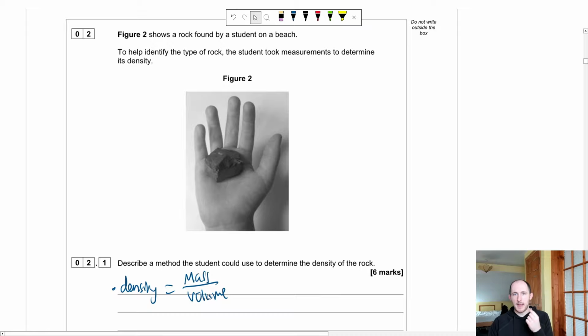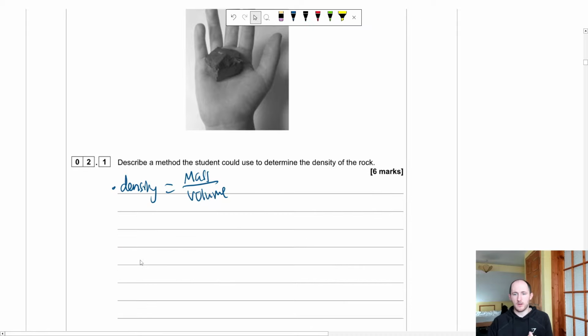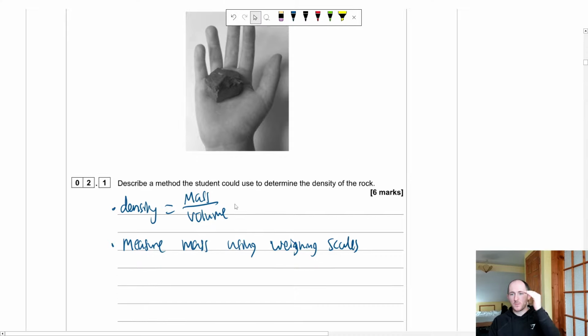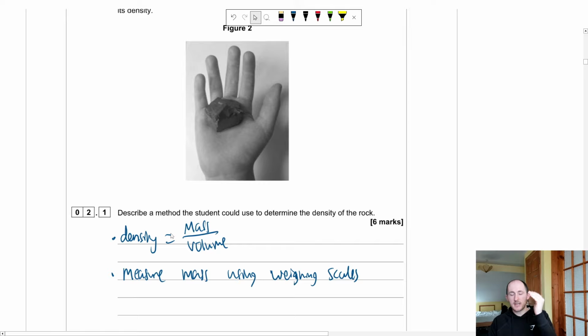Cool. Now, how do I measure mass? Well, measure mass using a mass balance, weighing scales, whatever you want to call them. That's your second mark. So again, I'm hoping you can see why this is useful, because what I'm doing is I've really targeted my thinking. Density is mass over volume. How do I work out mass? How do I work out volume?